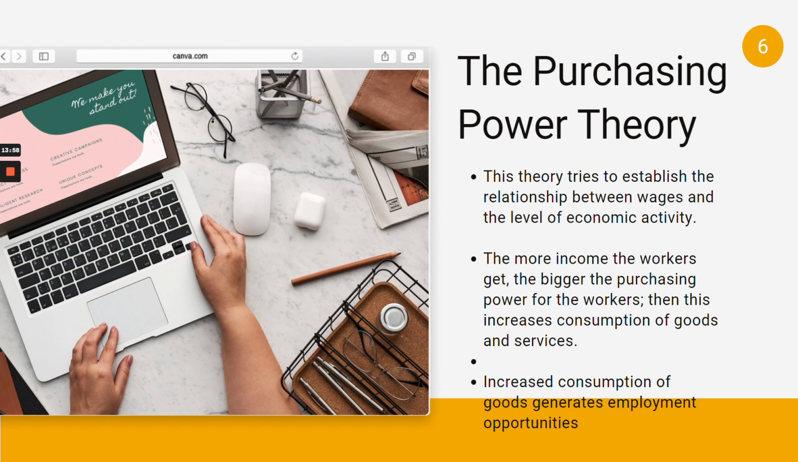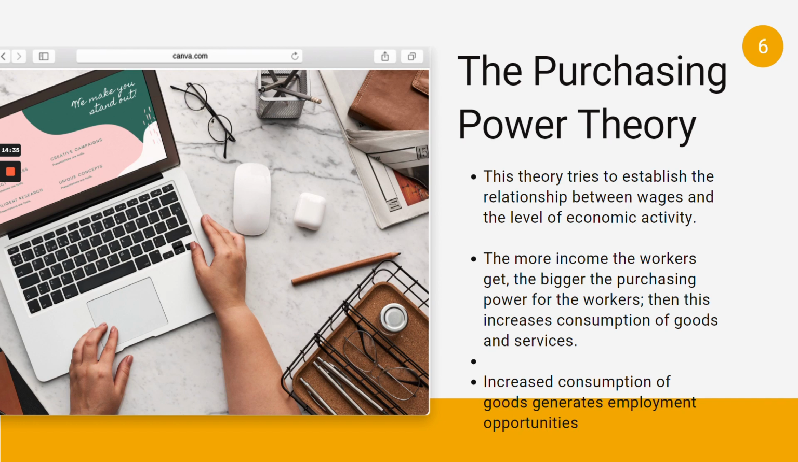It says that the more income the workers get, the higher the purchasing power for the workers. Then this bigger purchasing power of the workers will result in the increase of consumption of goods and services, because they have more money, they can buy more, they can get more services. And this increase in consumption will lead to employment opportunities.